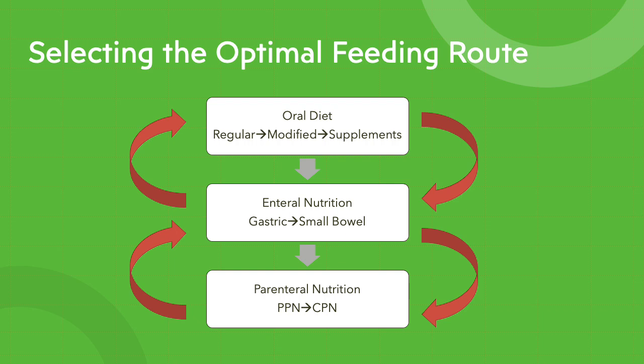Alternatively, a patient might start with parenteral nutrition and they might be able to move down to enteral nutrition or even oral intake. And remember the combo plate. It is totally okay and sometimes even necessary for these therapies to overlap. It's very important to always evaluate if and when the patient is ready to transition from one form of therapy to another.